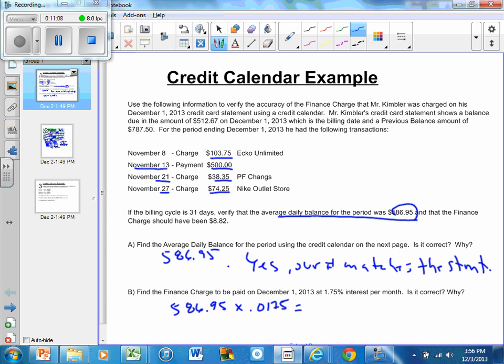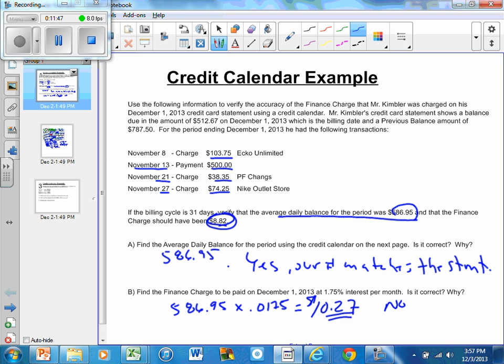$8.82. Okay, so they're telling us in the problem that the finance charge should have been $8.82, and in our calculation, we came up with $10.27. So our finance charge says it should be this. They only charged us $8.82, which works out to our benefit. So is this number correct? The answer is no. And why not? Because our number is different than theirs. So they have some sort of a calculation error on their part when they calculate their interest.